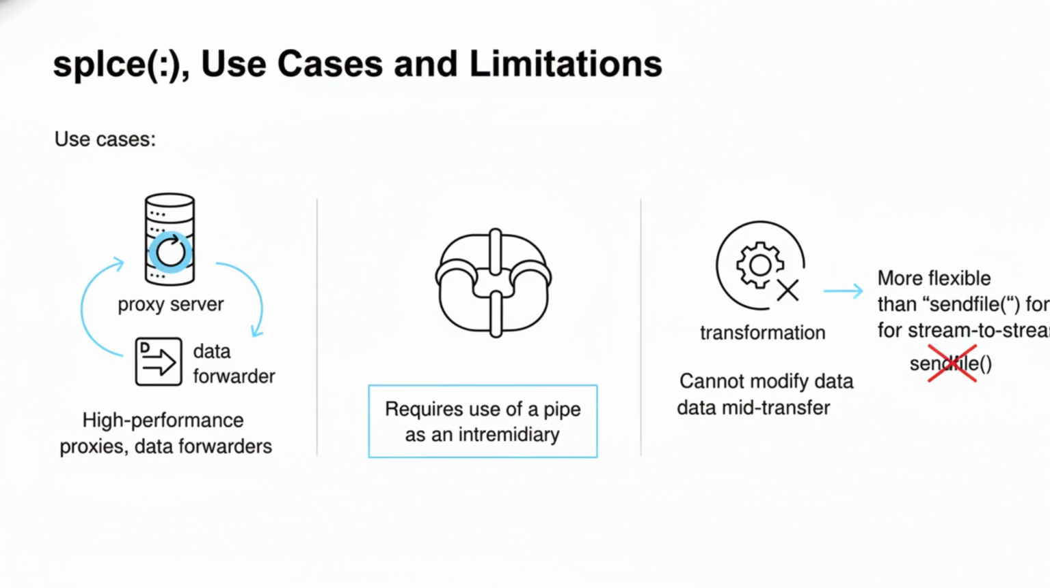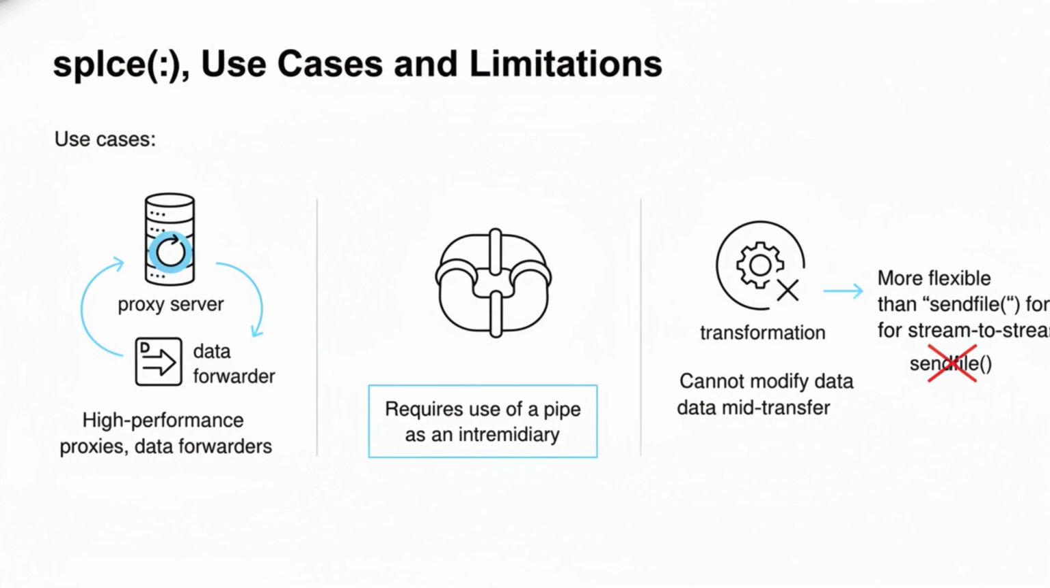For instance, a proxy server could splice data from an incoming client socket to a pipe, and then from that pipe to an upstream server socket, all without consuming user space CPU or memory for the actual data transfer. However, like sendfile, Splice also has its limitations. The data cannot be modified by the application during the splicing process.